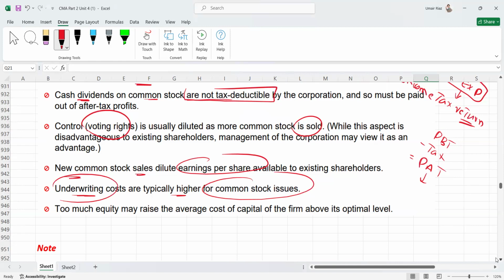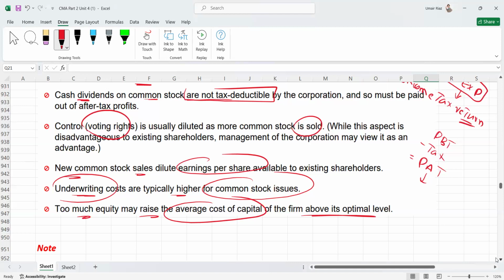Then, too much equity may raise the average cost of capital of the firm above its optimal level. What cost of capital is, we'll see in future lectures. But sometimes, if you are issuing equity or common stock, it may raise the cost of capital beyond the optimal level.